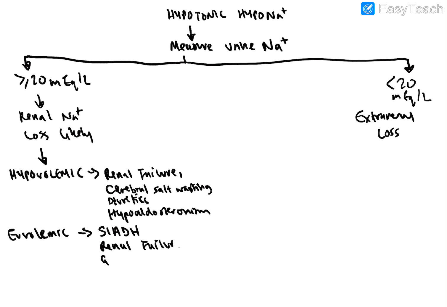Another cause would be glucocorticoid deficiency. Now, where would you see this? You would see this when the adrenal glands are not able to produce glucocorticoids. Okay? And finally, a cause of euvolemic, hypotonic hyponatremia would be hypothyroidism.